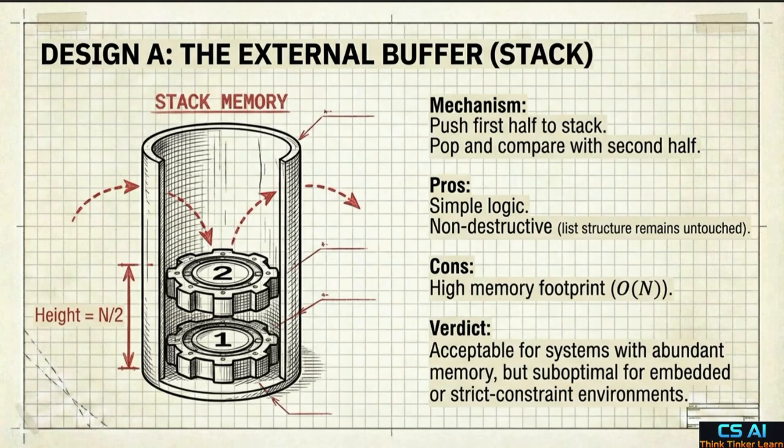Let's explore design A, the external buffer. The mechanism here involves two steps. Push the first half to a stack, then pop and compare with the second half. As you can see, elements from the first half of the list are pushed onto a stack. Then as we traverse the second half of the list, we pop elements from the stack and compare them.